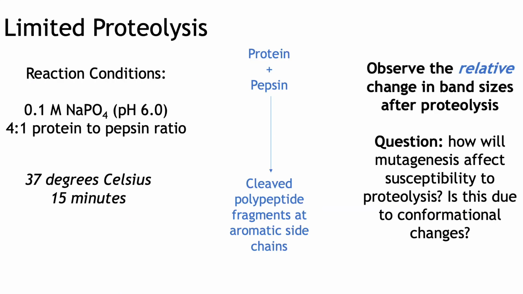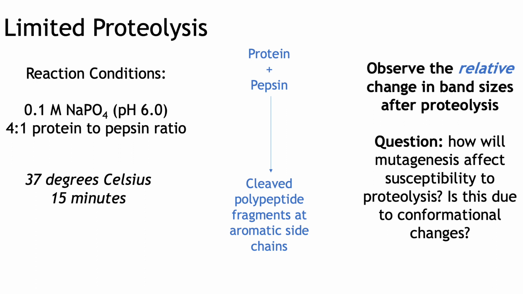Our next global evaluation was conducted using limited proteolysis, a technique wherein the protein of interest is incubated with a protease, for us it was pepsin, at 37 degrees Celsius for 15 minutes. Pepsin cleaves at aromatic side chains, and I'd like to point out that based on the size of polypeptide fragments produced, we know that we did not remove a protease cleavage site by mutagenesis.